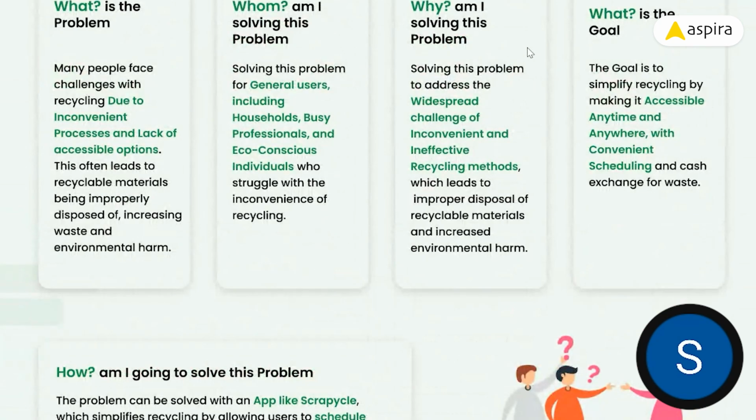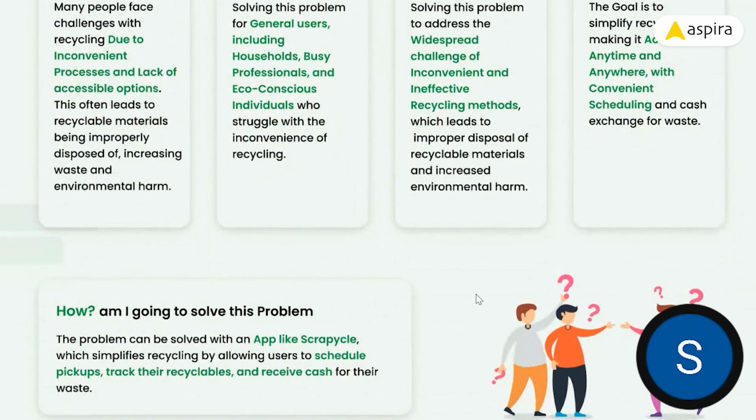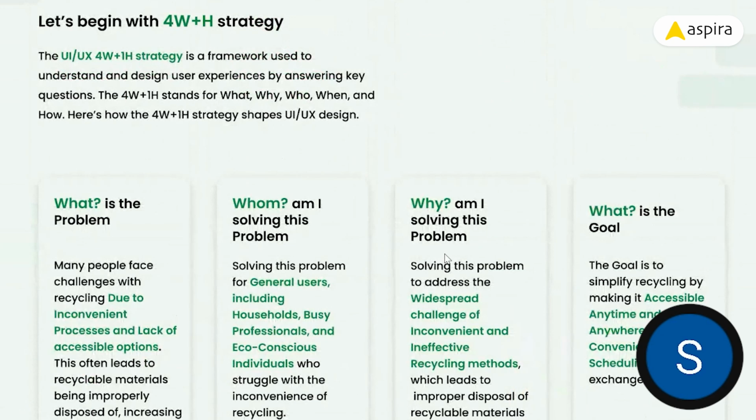And the goal is to make recycling or selling scraps accessible at any time and anywhere with convenient scheduling. This can be done by creating an app like Scrapycle, where one can schedule a pickup, track their recyclables, and receive cash for their waste. And this is what I have done in my 4WH strategy.